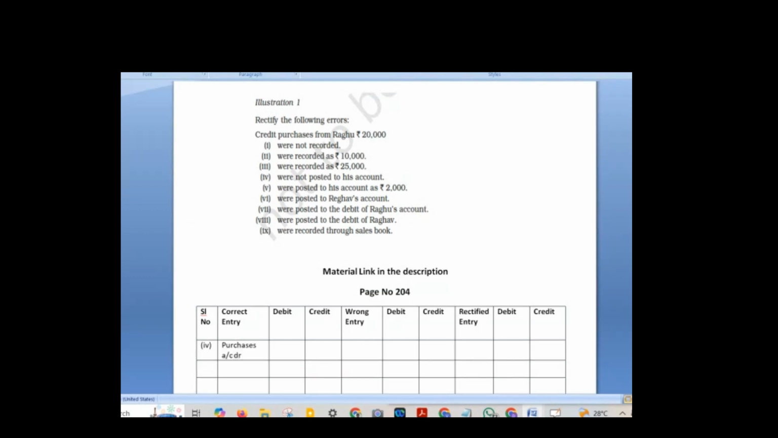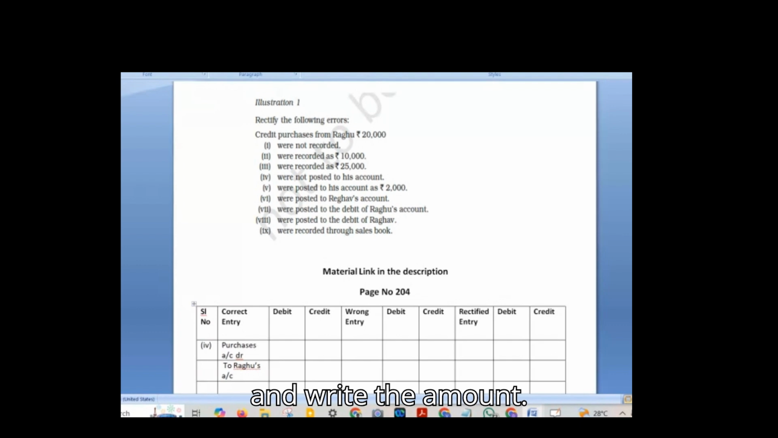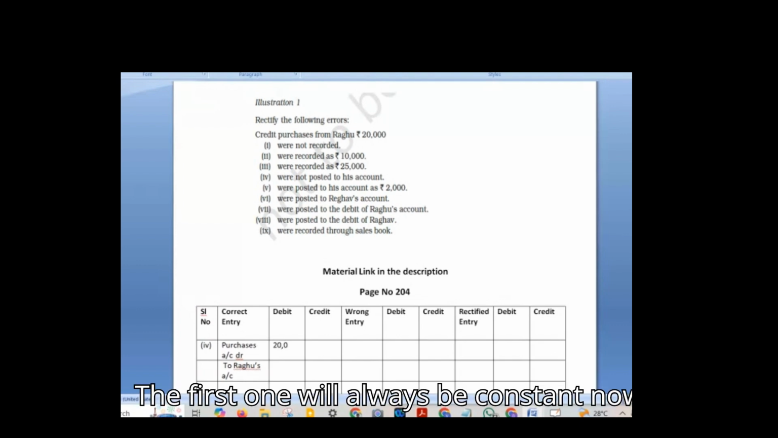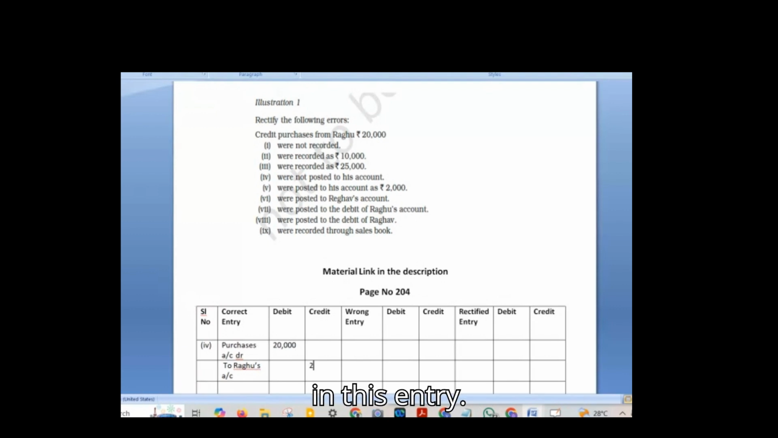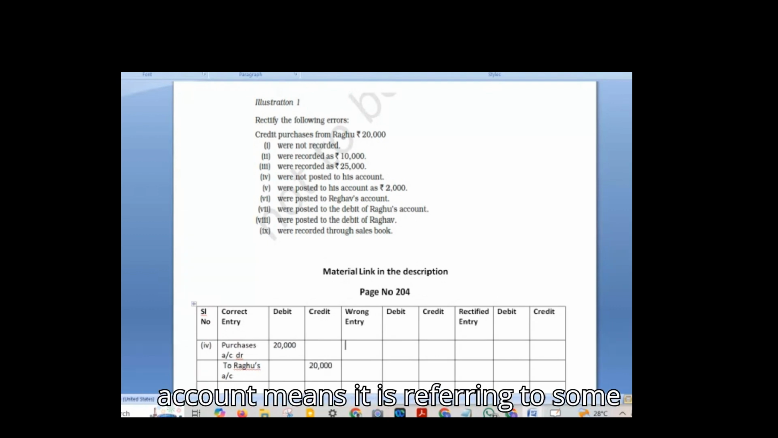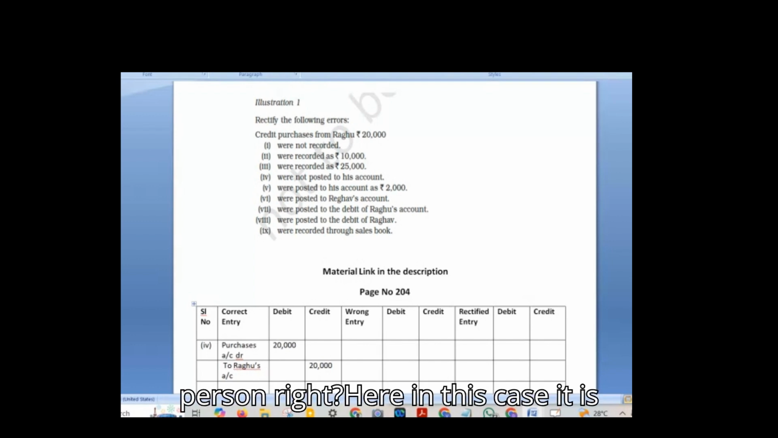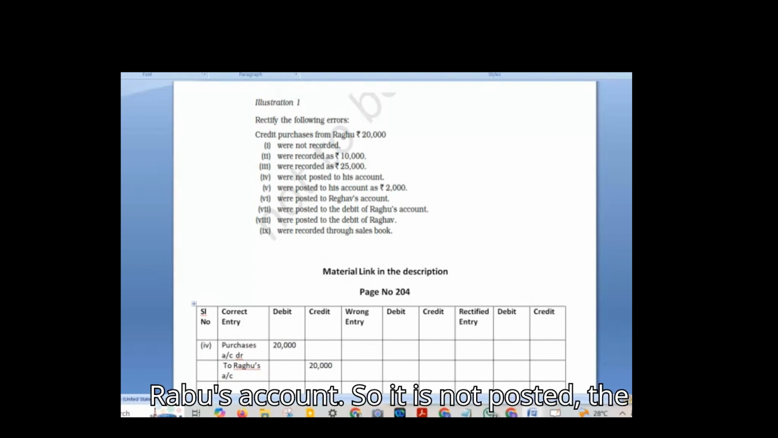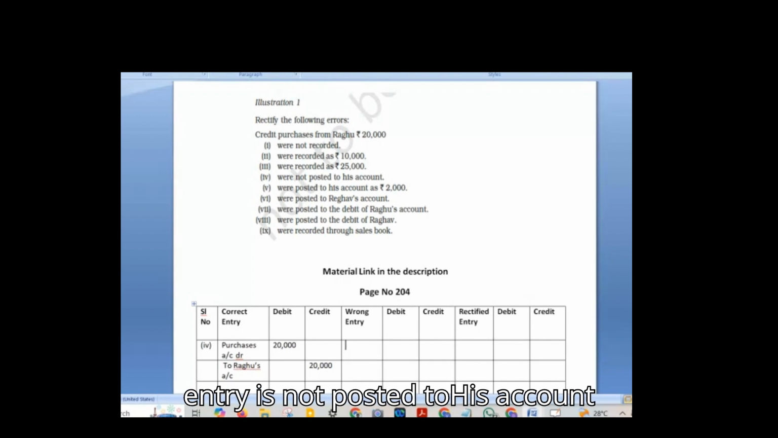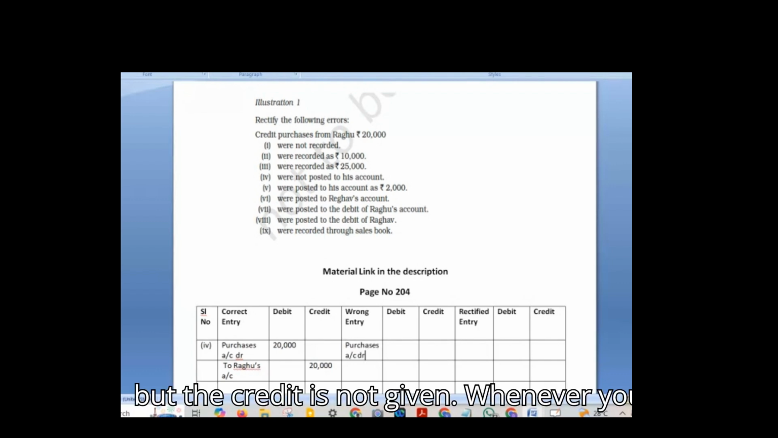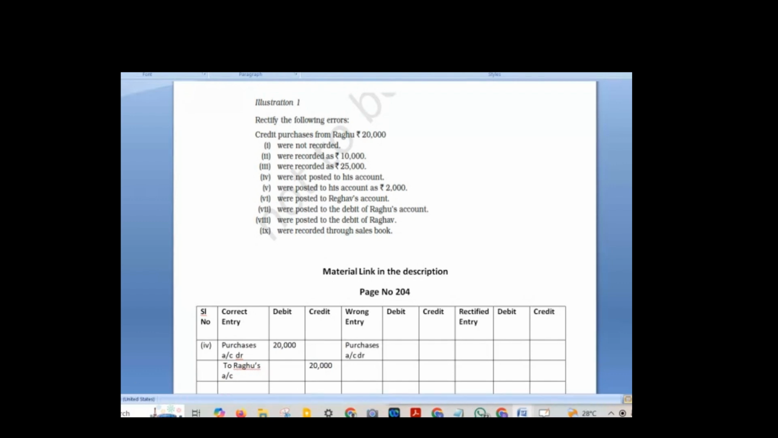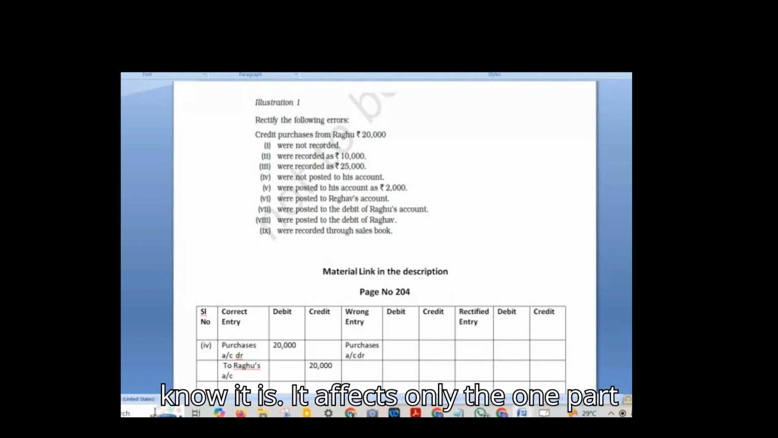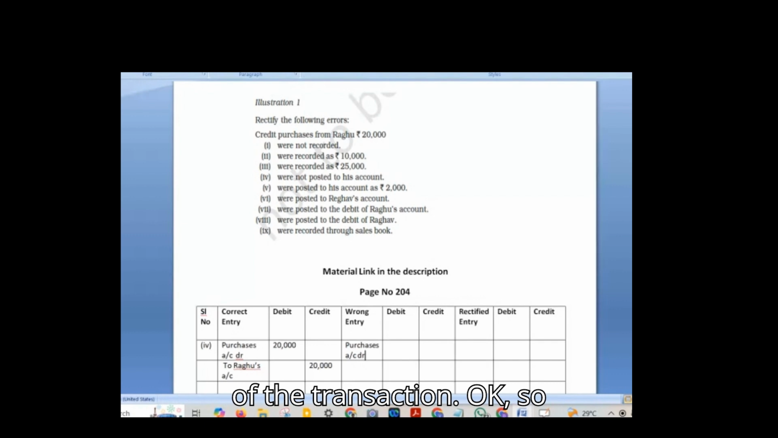Fourth entry: purchases account debit, then again move to Raghu's account and write the amount. The first one will always be constant. Now in this entry, it says it is not posted to his account, meaning it is referring to some person, right? Here in this case it is Raghu's account. So the entry is not posted to his account. Only purchases has been entered. The credit is not given. Whenever you come across the word posted, you know it affects only one part of the transaction.